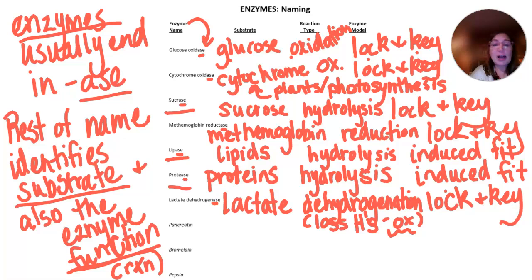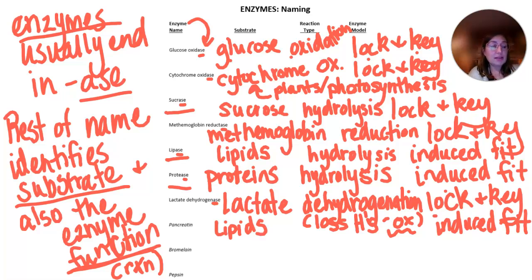Okay, how about pancreatin? So this is going to act on lipids. Pancreatin is actually a mix of digestive enzymes. So proteins, amylase, lipase, lactase. So suffice it to say, this is induced fit because it's made up of such a mix of lipids that it can act on. So pancreatin itself is this mix of digestive enzymes that therefore act on a broad class of lipids, and they're going to break them down. So it's going to be hydrolysis.